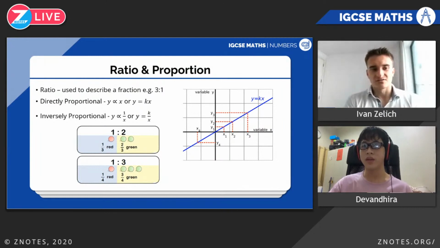Devan, do you know if direct proportion and inverse proportion pop up much in the exam? It pops up quite a lot in paper 2, IGCSE Maths. Yeah, it usually comes out.